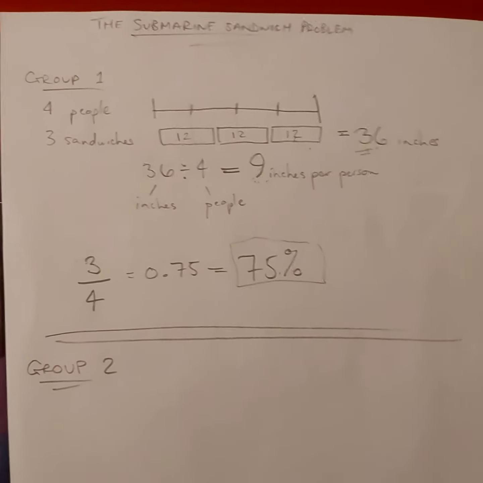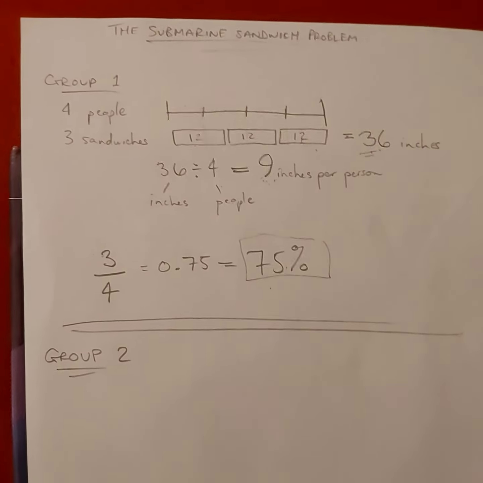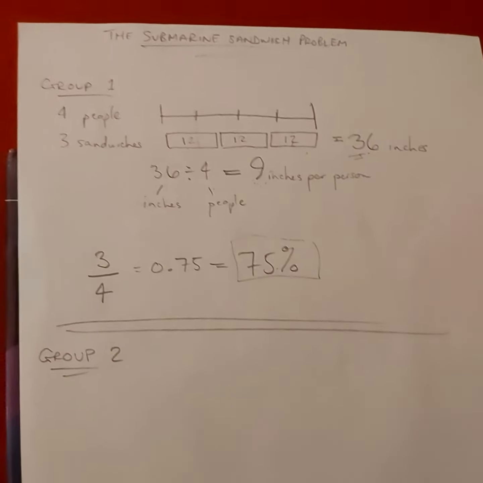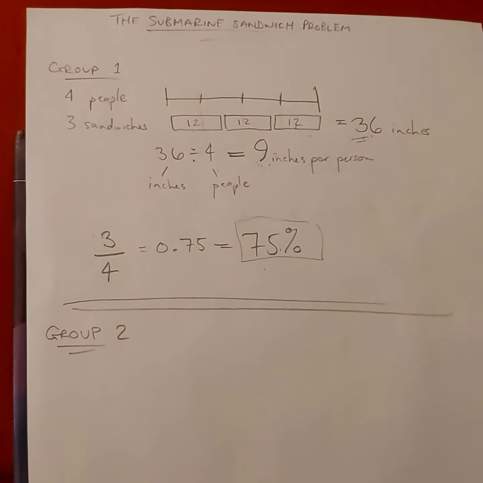So now I need a frame of reference to compare this to. 75% of the sandwich for the first group seems pretty decent. They're each getting 3/4 of a sub. But we won't know if that's fair until we compare it to another group.